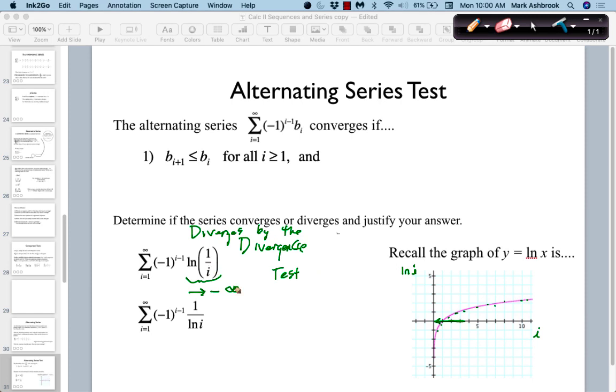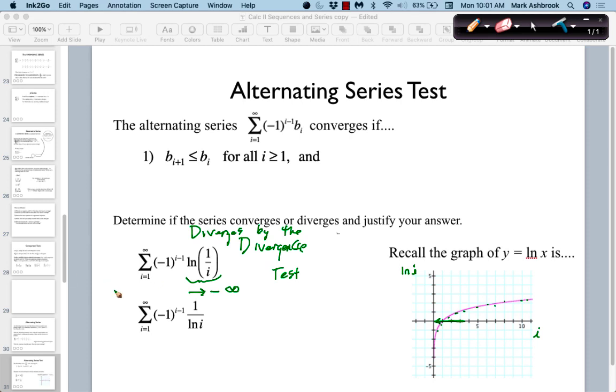Remember, that was the very first thing we said. If you have a series and the sequence doesn't go to 0, game over, right? We don't even care about the alternating series test. It could alternate or not, it doesn't matter. If that sequence doesn't go to 0, the series could never converge. So this diverges by the divergence test. That's the justification. How about the next one?